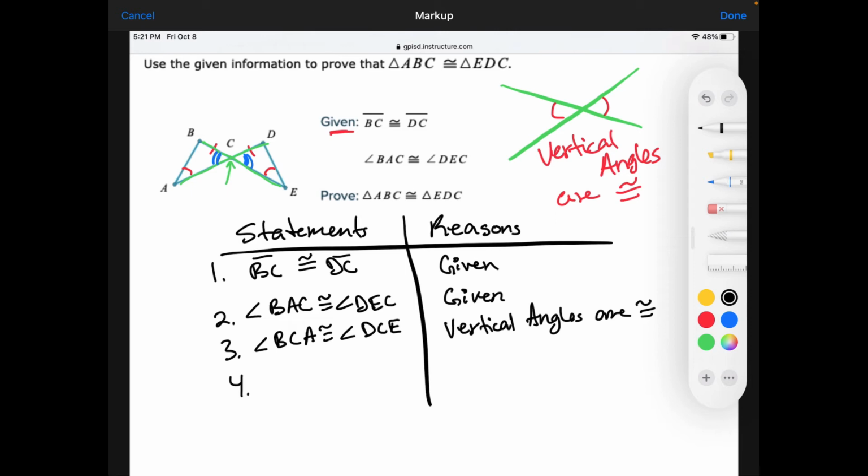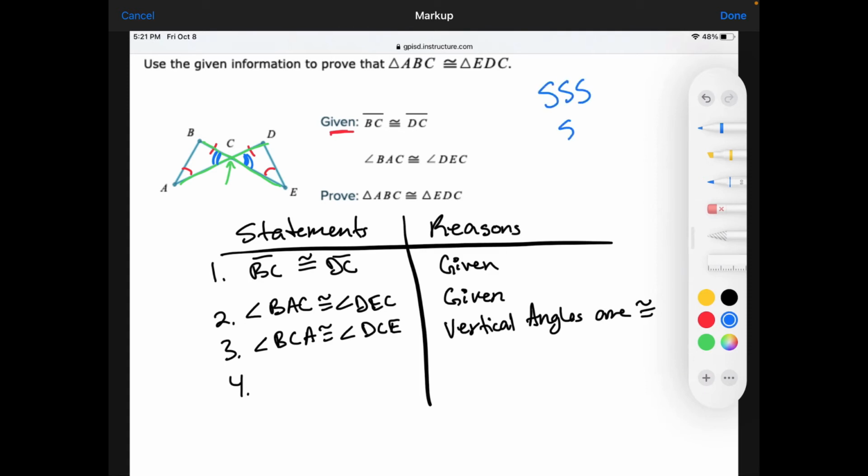Now remember, we need to have three things to prove triangles congruent, and there are several different ways that we can prove triangles congruent. We can prove triangles through the SSS theorem, SAS, AAS, ASA, and the HL properties. So which one of these is it going to be?